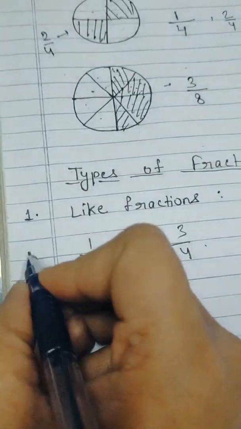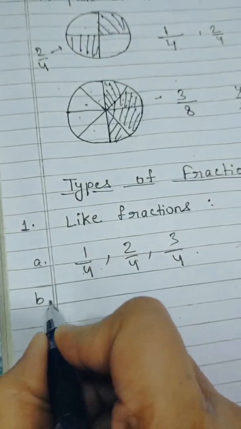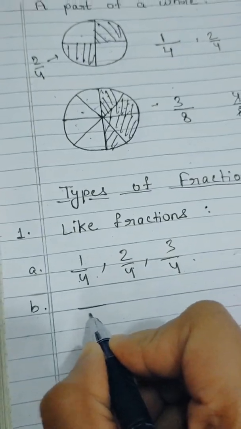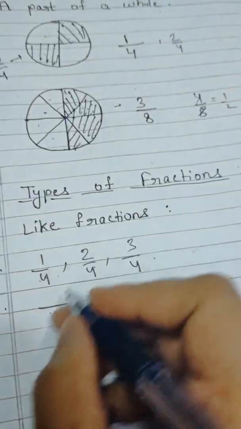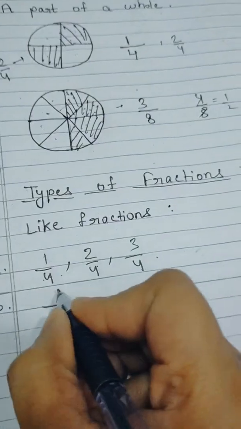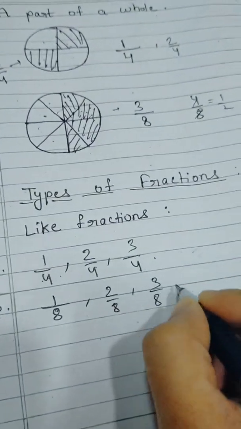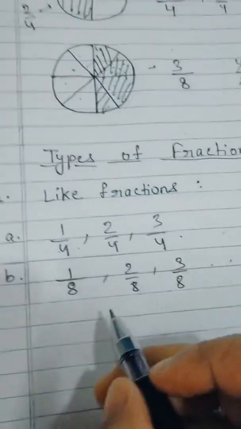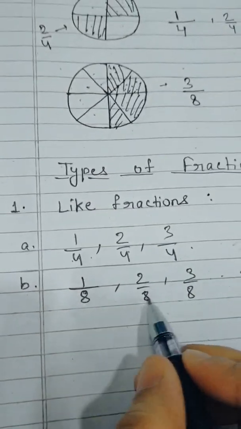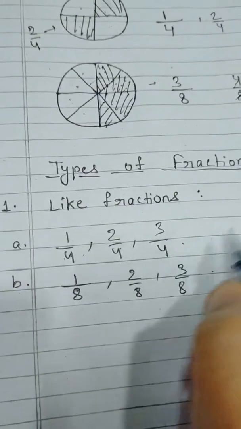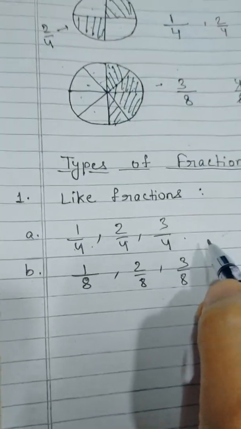Likewise, another example. Suppose we have divided this figure into 8 parts. So 1 by 8, 2 by 8, 3 by 8 and so on. Means in like fractions, the denominator is the same and the numerator is different. These are called like fractions.